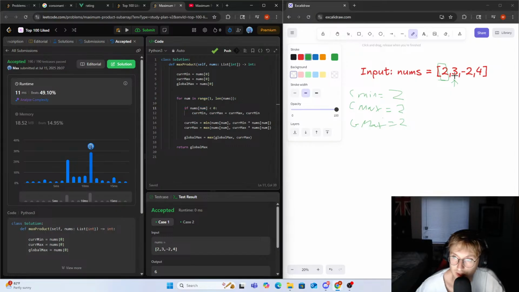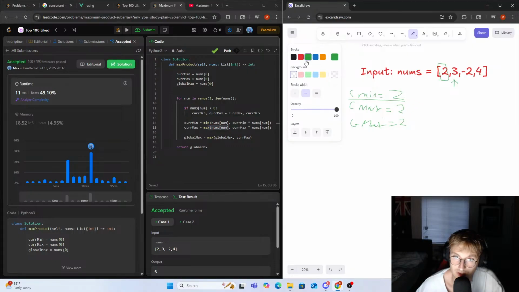Okay, so we check: is this number less than 0? No, it's not. Then we just take our curMin, right? We're looking at our current value, 3. nums[i] or curMin times nums[i]. So curMin, which is 2, times 3. So really, we're going to work with 2 for curMin. We're going to get a new max, though. And our new max is going to be 2 times 3, which is 6.